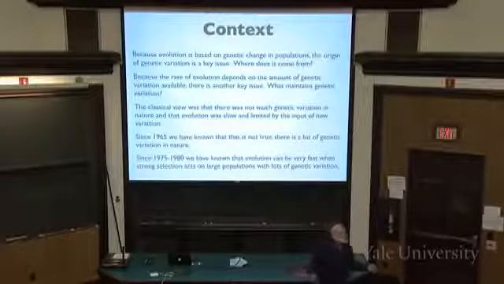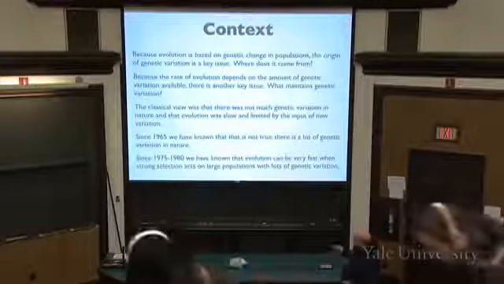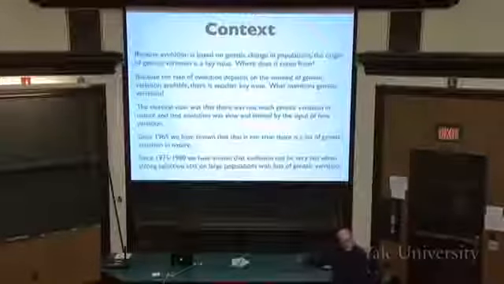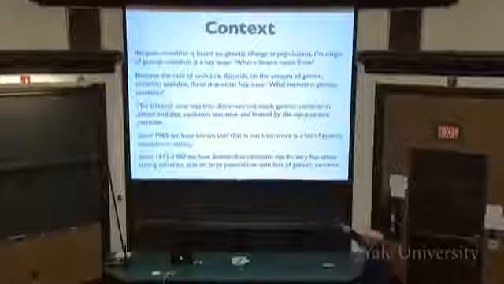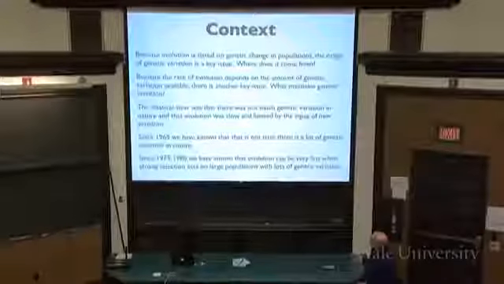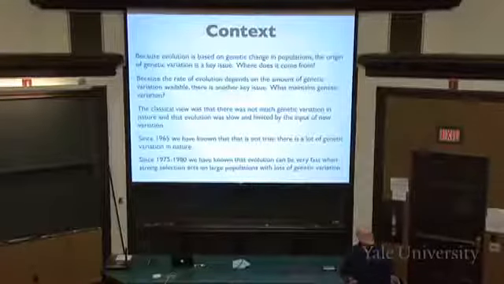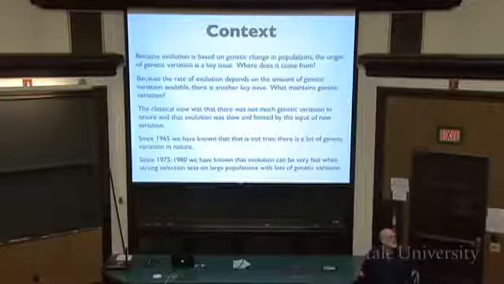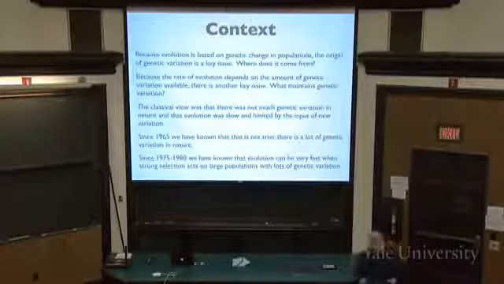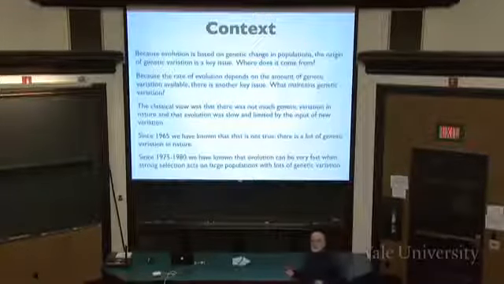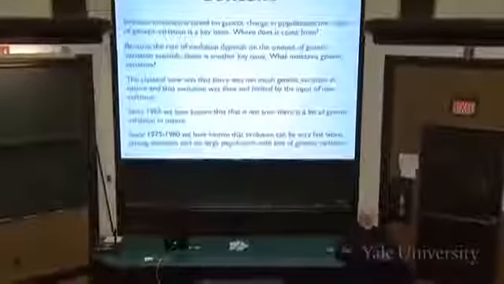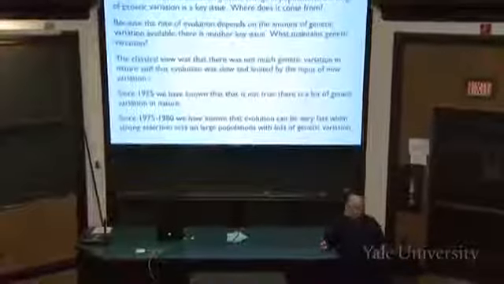If you were to go back 50, 60 years, which is what we now think of as the classical view, remember the classical view is a moving window in time. At that point, it was thought there wasn't very much genetic variation out there, and that evolution was actually limited by the rate at which genetic variation was created. Since 1965, with the discovery of protein isozymes, and especially now, since the discovery of ways to sequence DNA very cheaply, we know that's not true.